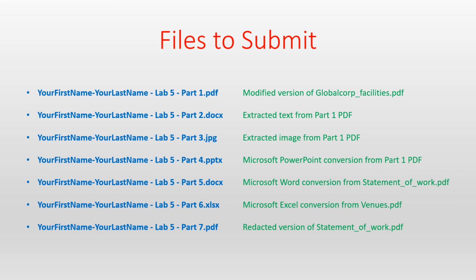Part 4 is the PowerPoint conversion file, that's also from Part 1. Part 5 is a Microsoft Word conversion from statement of work.pdf. Part 6 is the venues.pdf Microsoft Excel conversion. So that's an XLSX file. And then finally, part 7 is a PDF. Again, it's a modified version of the statement of work with the redacted words in them.